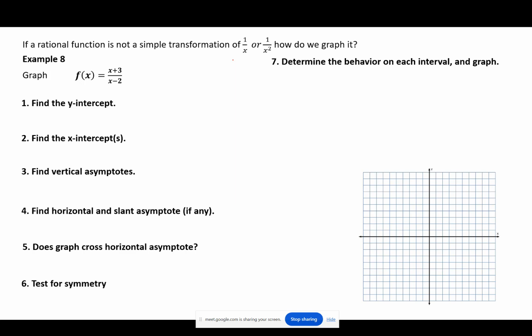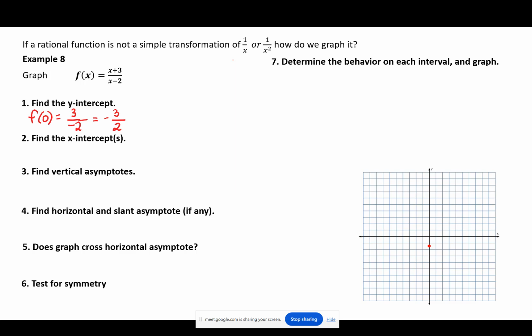So if we wanted to graph x plus 3 over x minus 2, first thing we're going to do is find the intercepts. The y-intercept is what you get when you put 0 in for x. So f of 0 is equal to 3 over negative 2, which is negative 3 halves. So that's the y-intercept, and we can just put that dot right there on the graph.